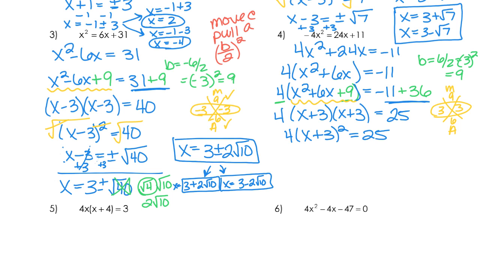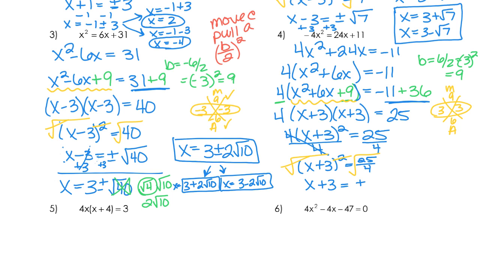Okay. And now that we have our binomial squared, we're ready to solve for x. So first thing is we're going to divide by 4. And we're going to end up with x plus 3 all squared equals 25 over 4. Okay. Then we're going to go ahead and square root both sides. And we're going to end up with x plus 3 over here.